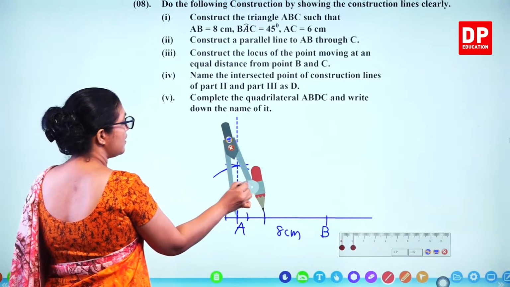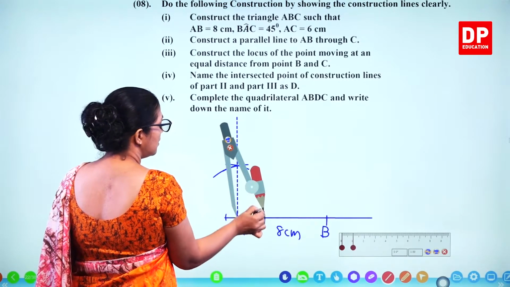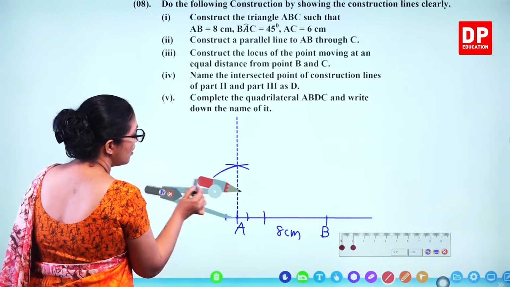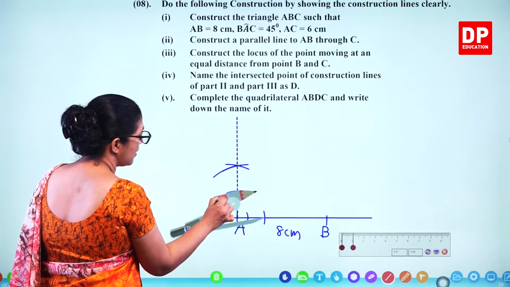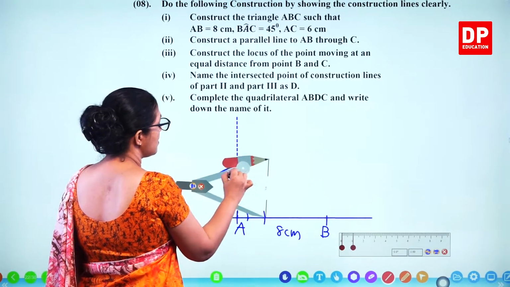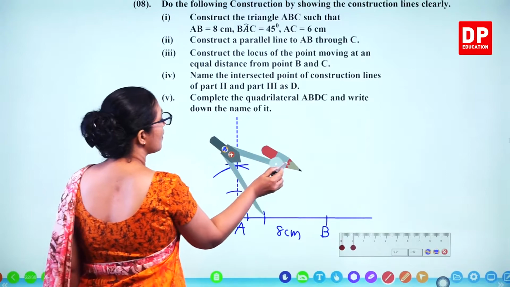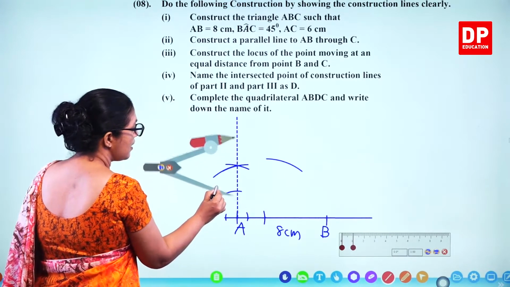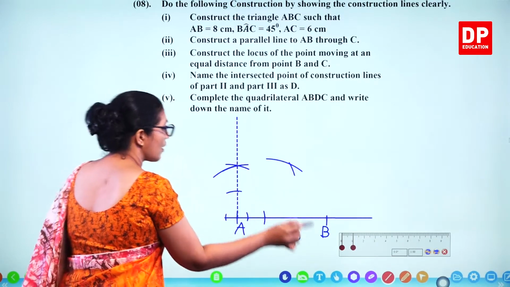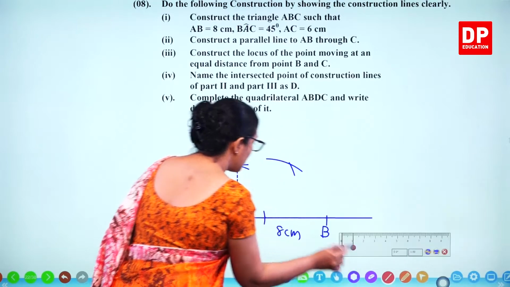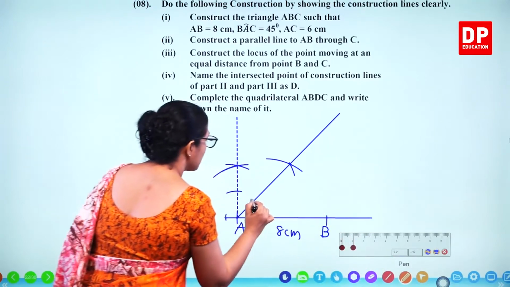We can draw an arc here and bisect the angle. I'll take a longer distance, and then keep it here and draw the other arc. Now draw the continuous line because this is 45 degrees. We need that. So 45 here.